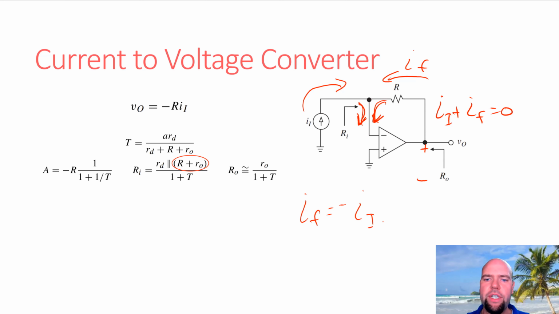And so the feedback voltage, the output, is going to be 0 plus R times I feedback.